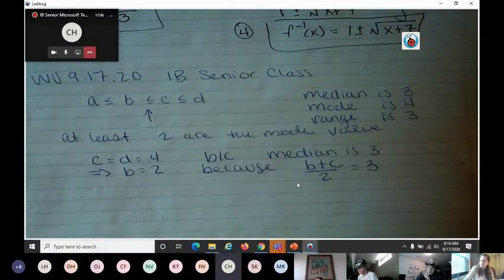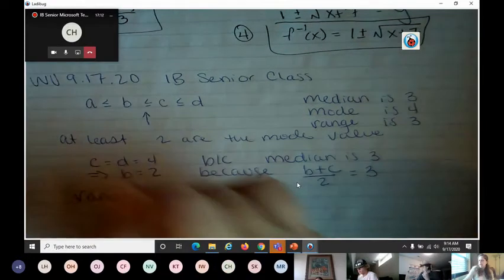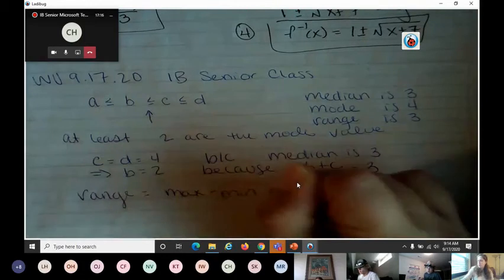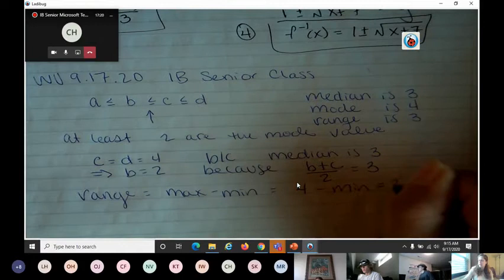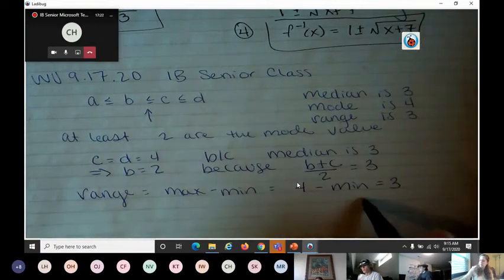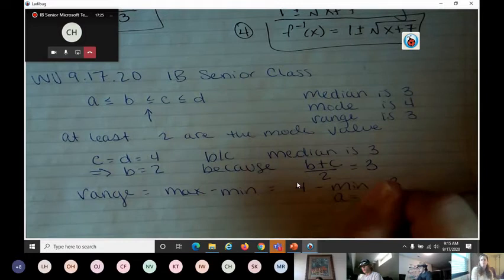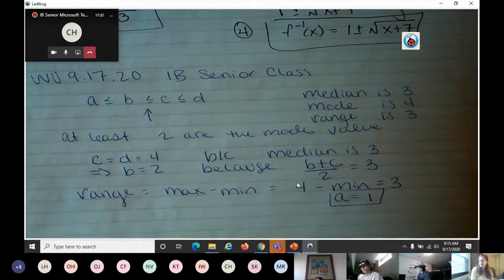So range is equal to the max minus the min, which is going to be 4 minus whatever the min is, and it has to be equal to 3. The only number the min can be is 1, so A must be 1. Okay, so our work was a little bit scattered, but it's there. So we have A is 1, B is 2, and C and D is 4.